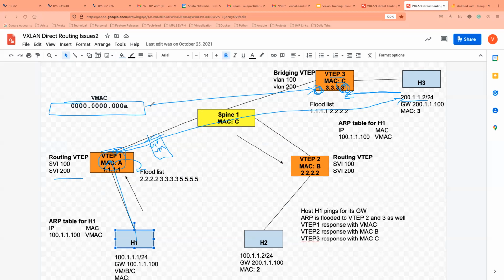So another thing you need to make sure of is that you should never configure virtual MAC on the bridging VTAP. Basically there are two points. One is you have to make sure the 5555 is configured in the flood list on the bridging VTAP, and you should never configure virtual MAC on the bridging VTAP. This is another common issue we see when we have this mixed topology. Is this clear? Any question?